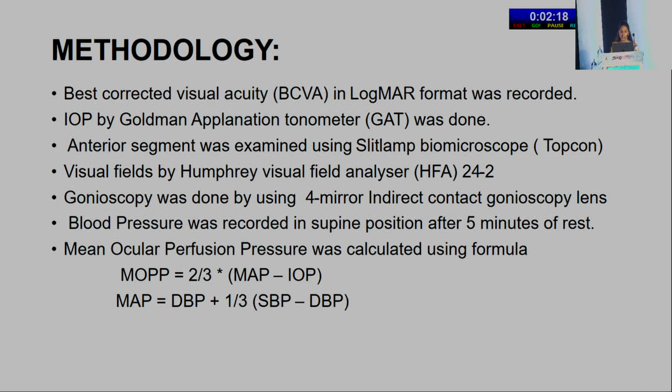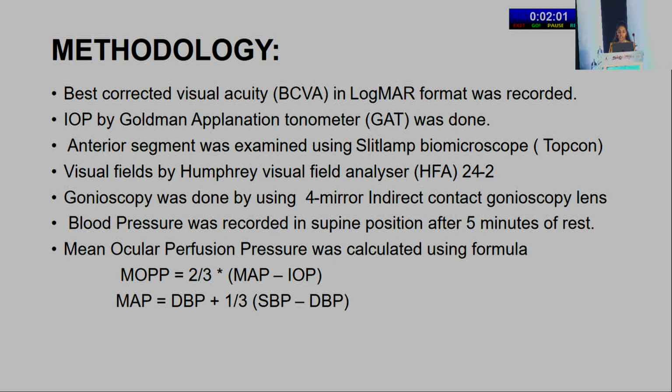Methodology: best corrected visual acuity in logMAR format was recorded. IOP by Goldmann applanation tonometer. Anterior segment was examined using slit lamp biomicroscopy. Visual fields by Humphrey visual field analyzer. Gonioscopy was done using a 4-mirror gonioscopic lens.